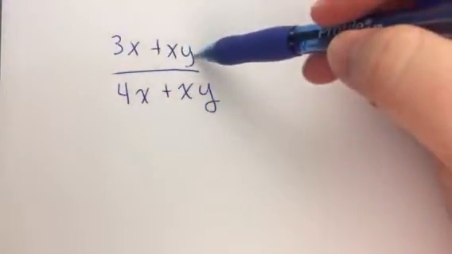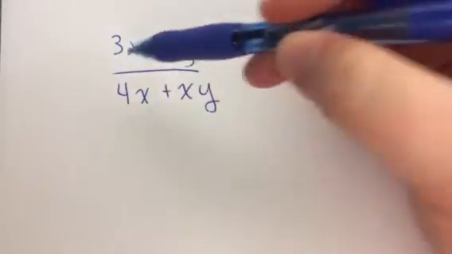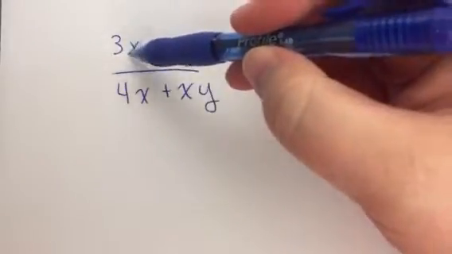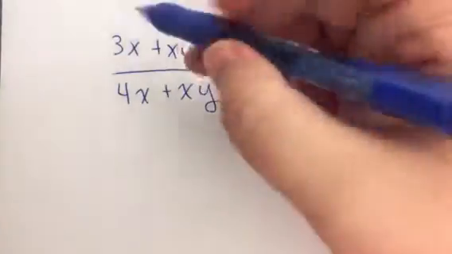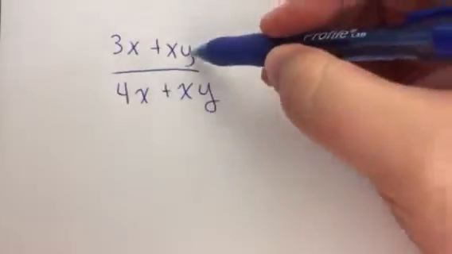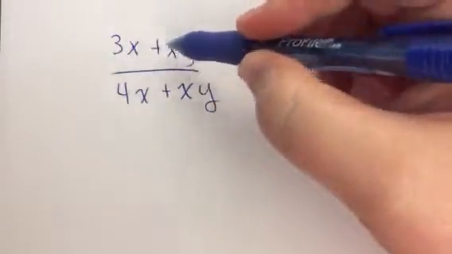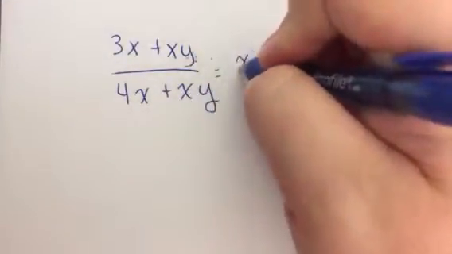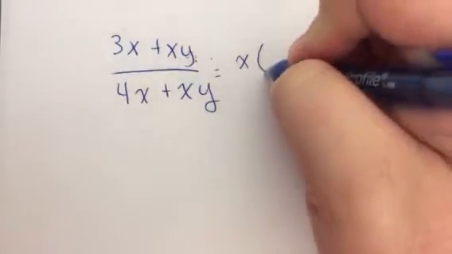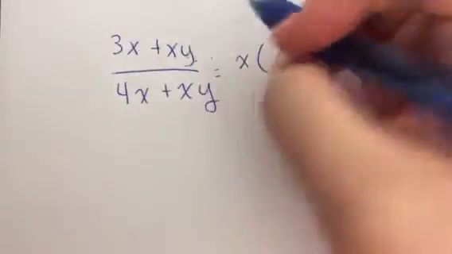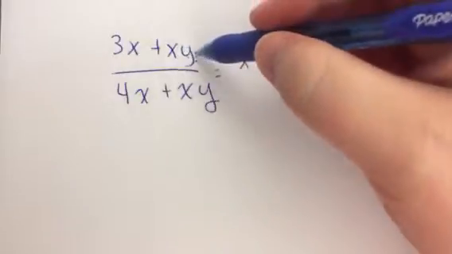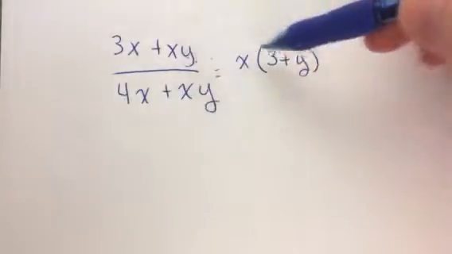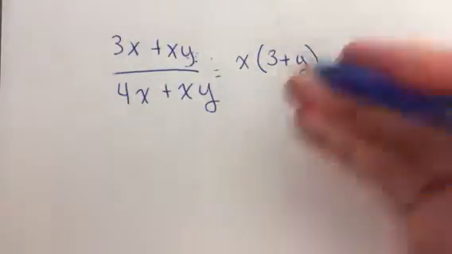If we look at our numerator, 3x plus xy, I want to see, can I factor anything out from these two terms? What can I divide both terms by? Okay, so I see this has an x, this has an x. So I can divide both of my terms by x. So when I factor out the x, what am I left with? 3x divided by x is simply 3. xy divided by x is simply y. All right, so this in factored form is x times (3 plus y).